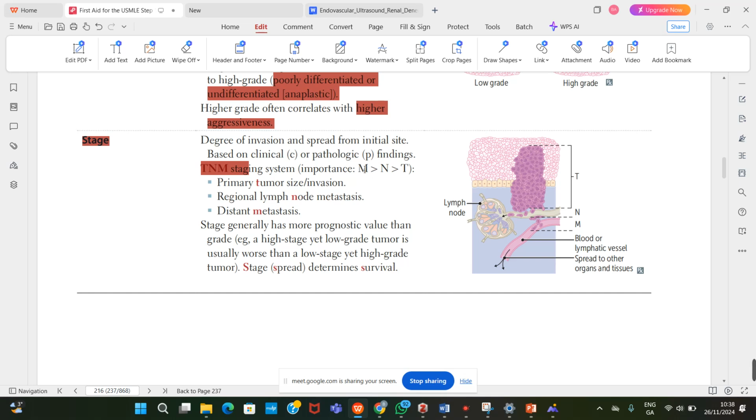Then if it has not metastasized, you can look at the nodal status. Okay, what nodes have been involved? Then you can now consider the size of the tumor. So they combine all these three things to grade into the stage. And don't forget, stage has a what? More prognostic value than the grade. You never forget this stuff. Stage has a more prognostic value than the grade.